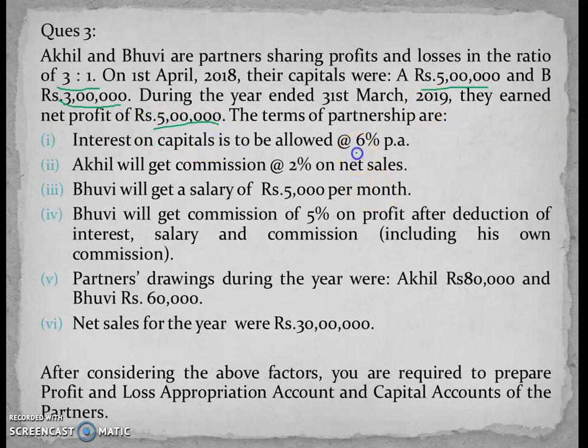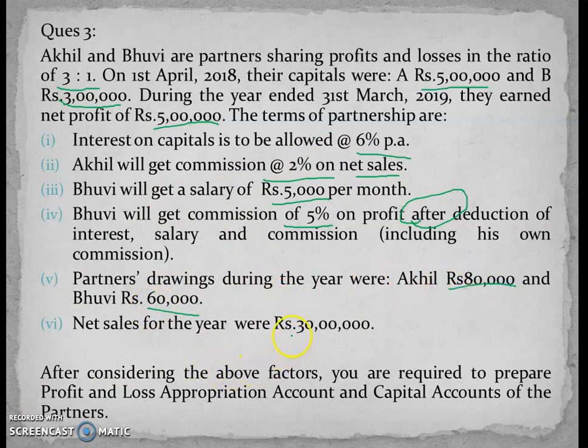Interest on capital is given as 6%. Akhil will get a commission of 2% on net sales. Ruby will get a salary of 5,000 per month. Ruby will also get a commission of 5% on profit after. So when I say after, I told you we use the formula: rate divided by 100 plus the rate, and the amount on which they want us to calculate. Partners' drawings during the year were 80,000 for Akhil and 60,000 for Ruby.